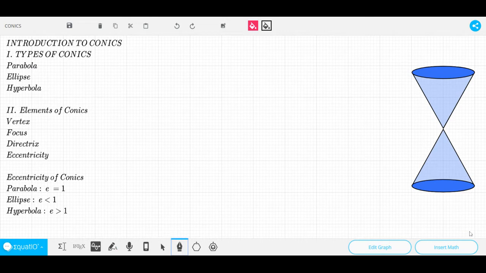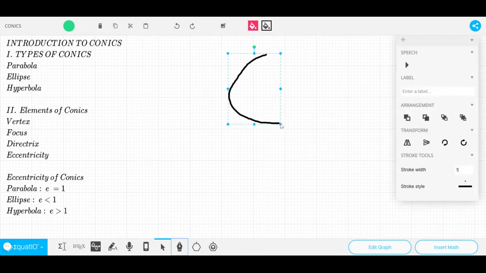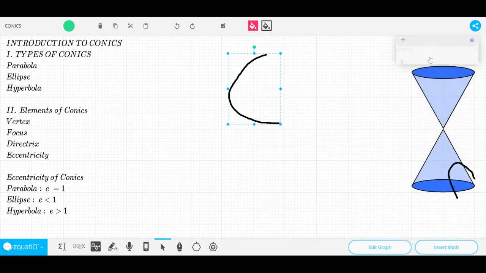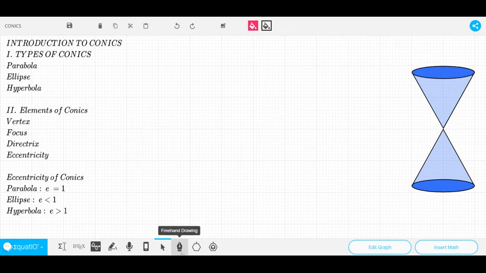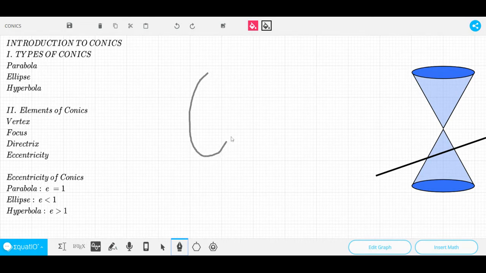So if I were to cut my cone like this, the surface of the cut would look like this, which would render it as a parabola. Now, what if I decided to cut my cone using a tilted straight line? So what if I had cut my cone like this? I would have gotten this shape on the surface of the cut, which is an ellipse.